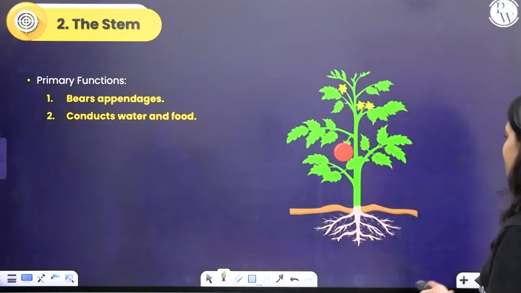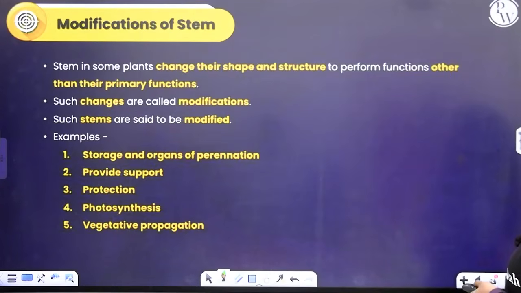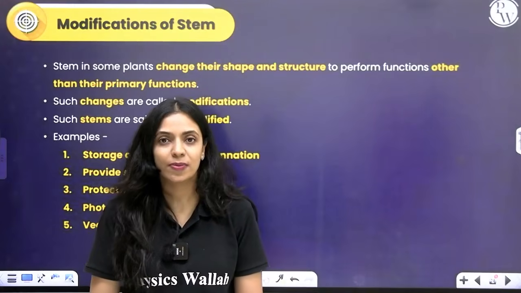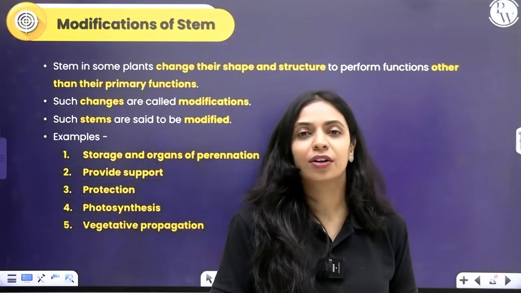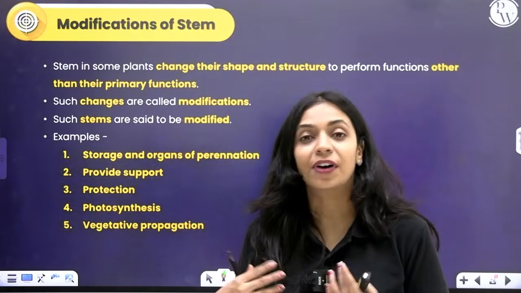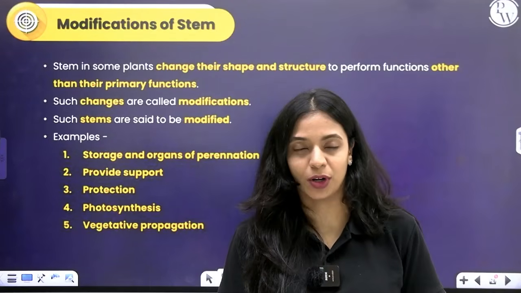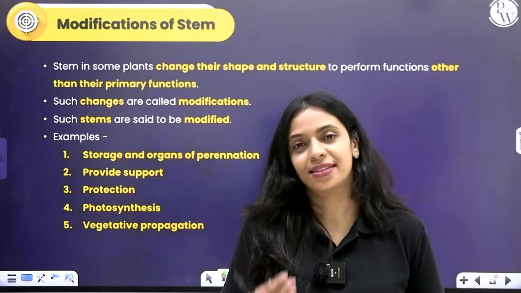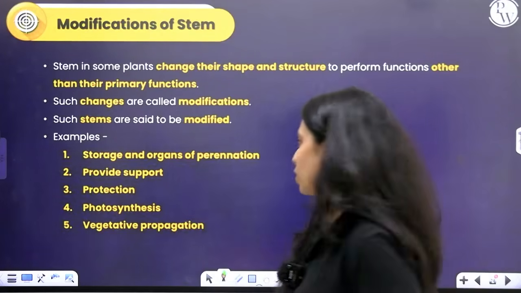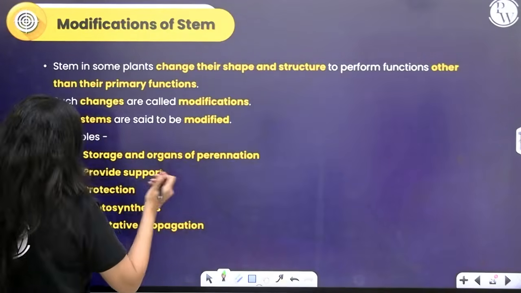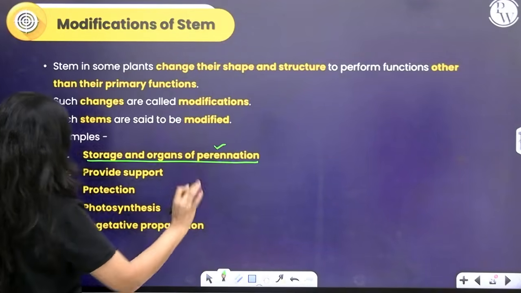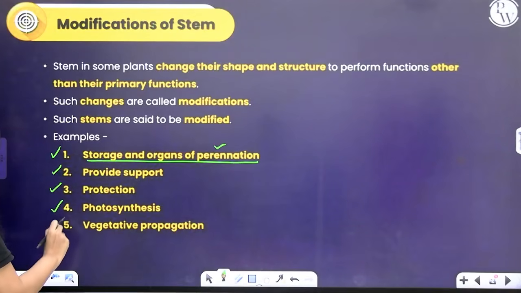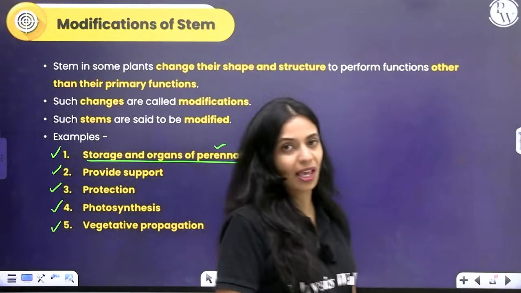All right? Now, let's talk about the modifications of stem. Similar to how in roots we saw they had primary functions, sometimes for some reasons they take up functions other than the primary functions and we call it modifications. Something similar you can find even in stems, we call them stem modification. Stem can get modified for various reasons such as storage of food and also to act as organs of perennation. I'll explain to you what this means. Stems can also be modified to provide support, offer protection, carry out photosynthesis, vegetative propagation and all of that.